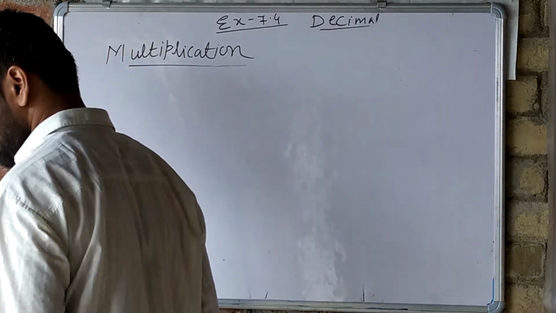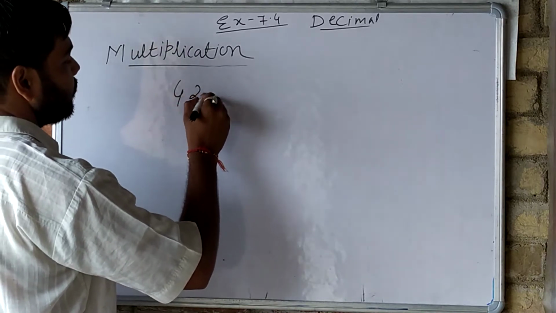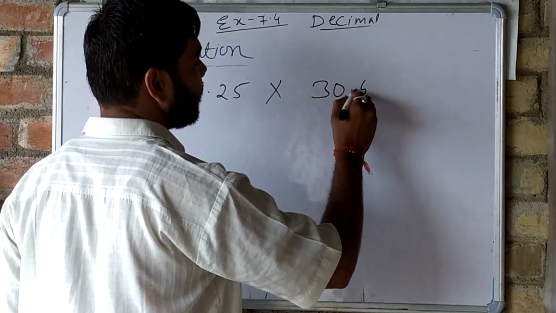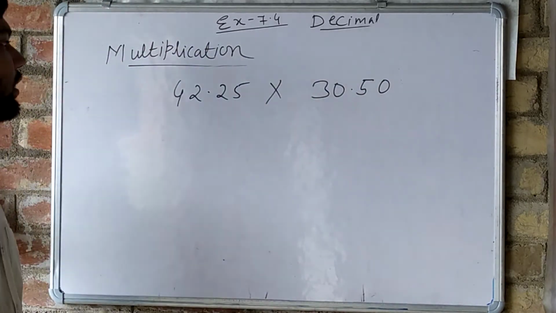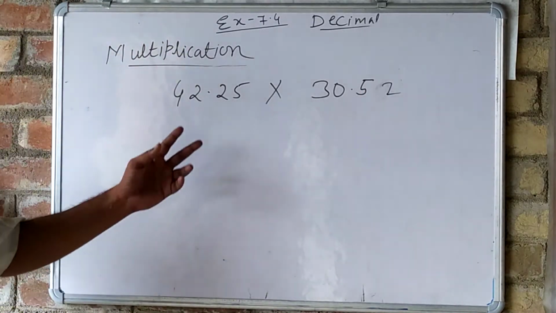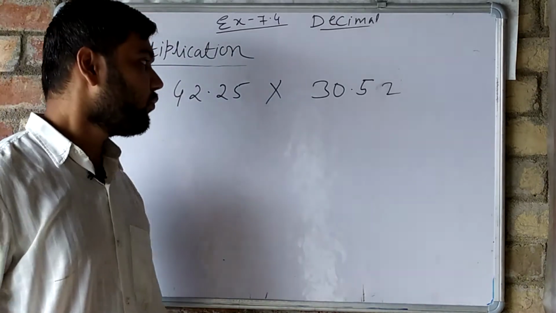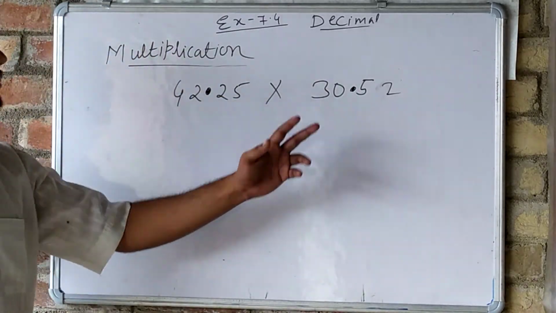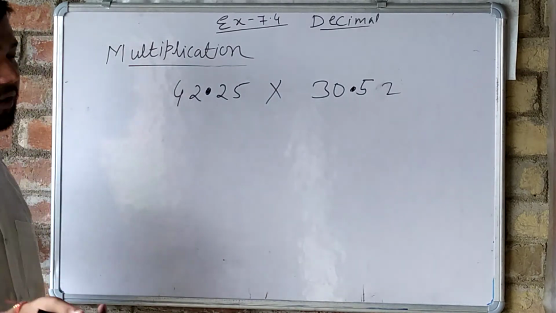Now see here a few more examples. 42.25 into 30.52. Here it is 42.25 multiplied by 30.52. So what happens? We will have decimals in both. What we have to do is remove the decimal and shift the decimal places.